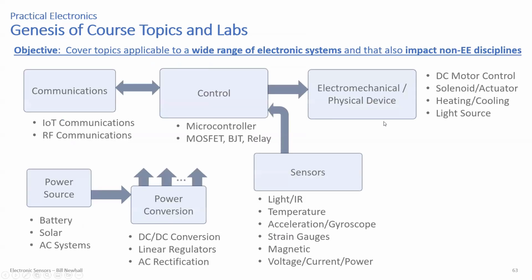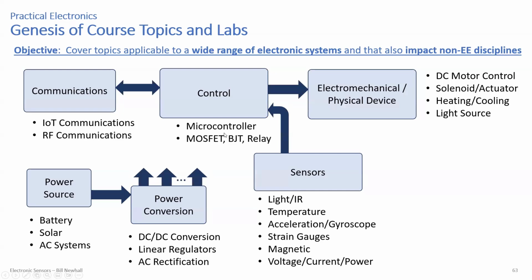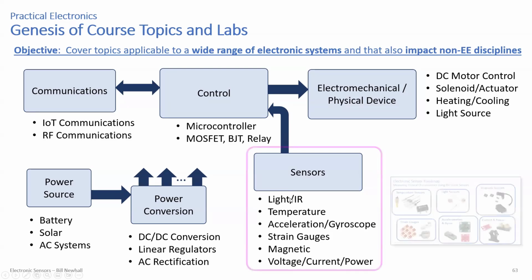I want to zoom out for a second to show you where we are in the course. So remember, the objective of this course is to cover a wide range of electronic systems topics. And many of these topics impact or apply to non-electrical engineers. So remember, I showed this diagram, and we've been working in the areas so far of controlling power, power sources, power conversion. You've been controlling an electromechanical device in lab. We're going to get to communications, but now we're going to talk about sensors.